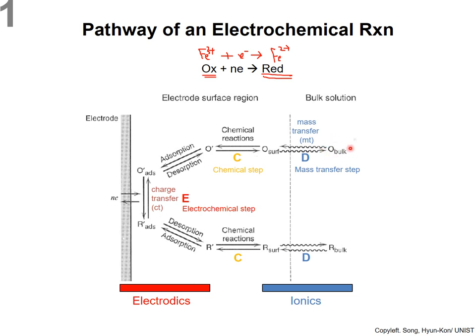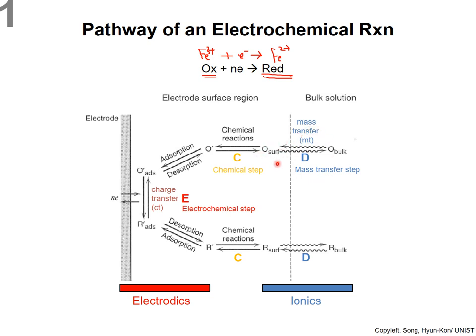Here is the bulk oxidized species, which is diffused or mass transferred into the electrode surface region, where it is called the surface oxidized species. This step is called the mass transfer step, or shortly MT, or sometimes I like to name it just D. D stands for diffusion. This mass transfer could happen due to diffusion, migration, or convection processes. However, in electrochemistry, diffusion is the most important mass transfer step, so it is called the mass transfer step or diffusion step.